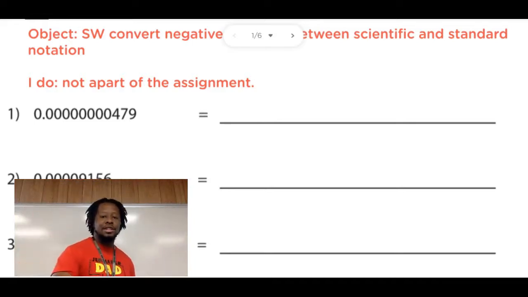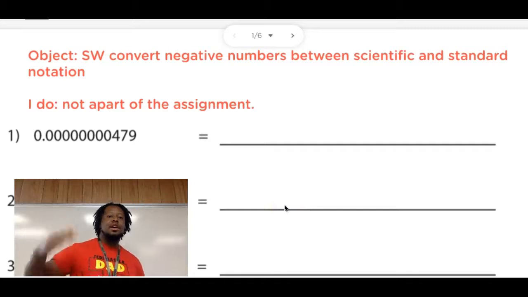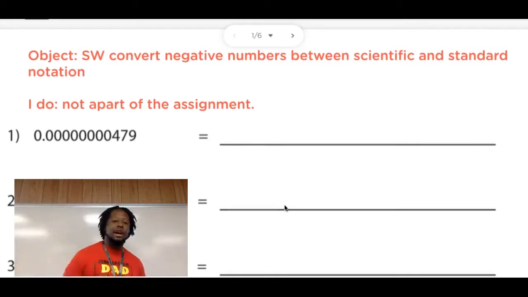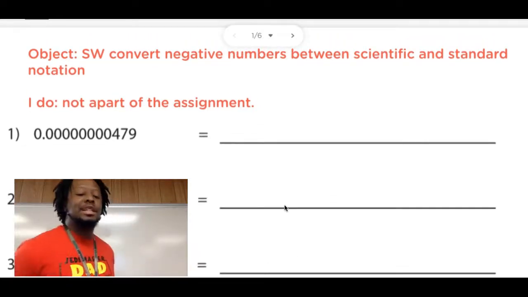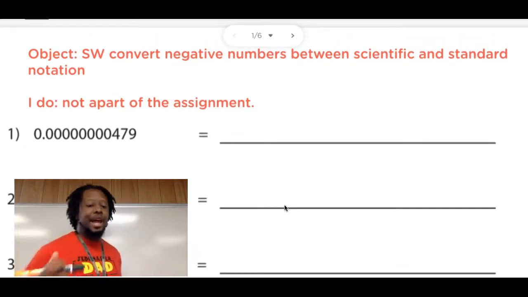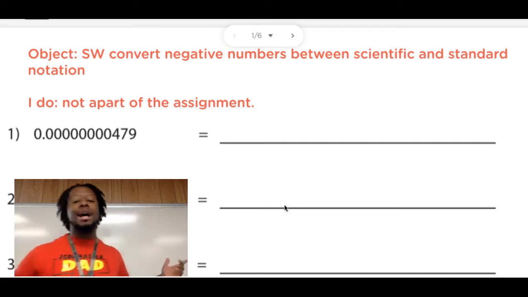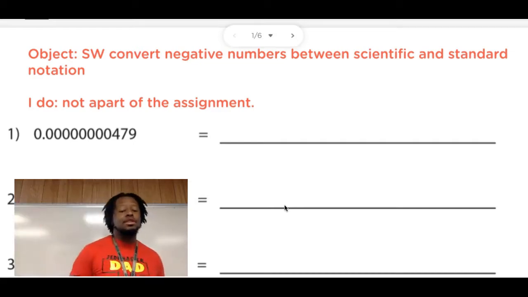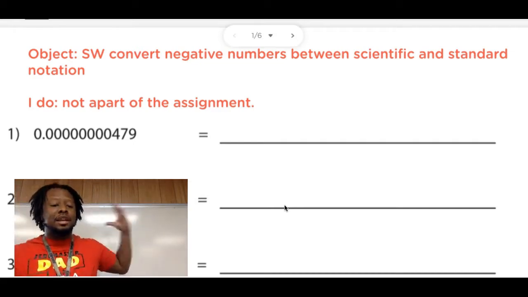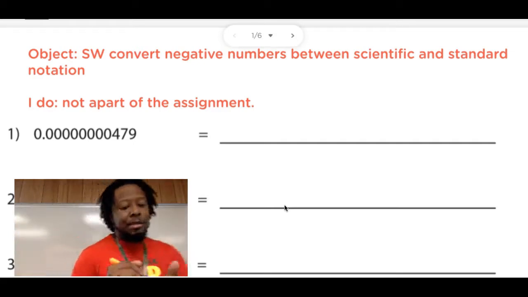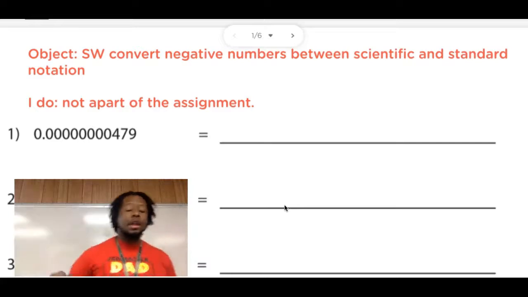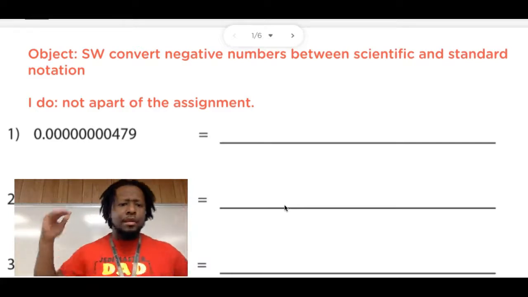Our objective for today, if you can't see it, is students will convert negative numbers between scientific and standard form. Now, that "negative numbers" is a little misleading. It's more so dealing with negative exponents. Yesterday we dealt with the positive exponent. So I don't want you to think necessarily negative numbers, but you can already tell the difference between the number we had yesterday and what we got today. So let me count these zeros really quick, and we'll work this out.